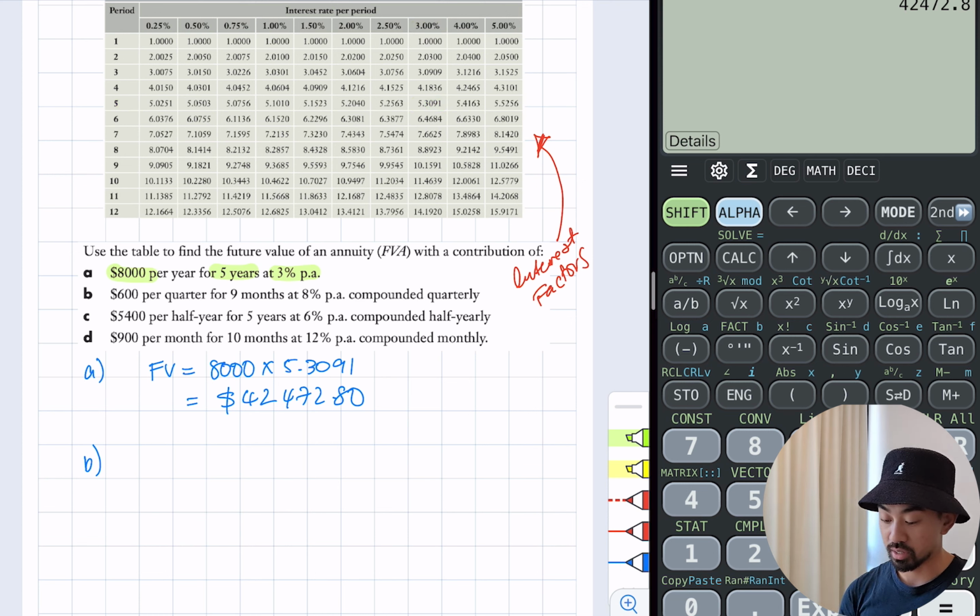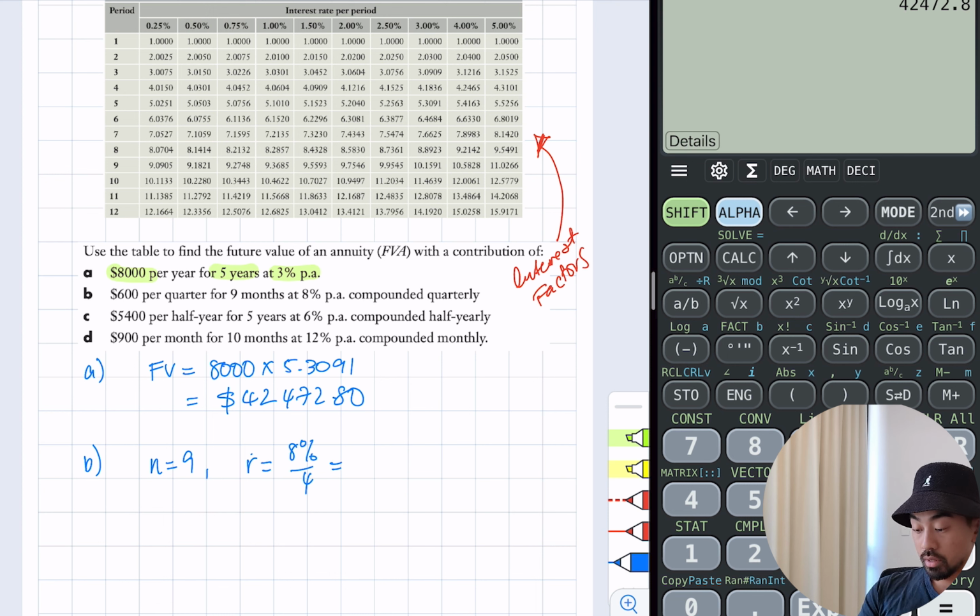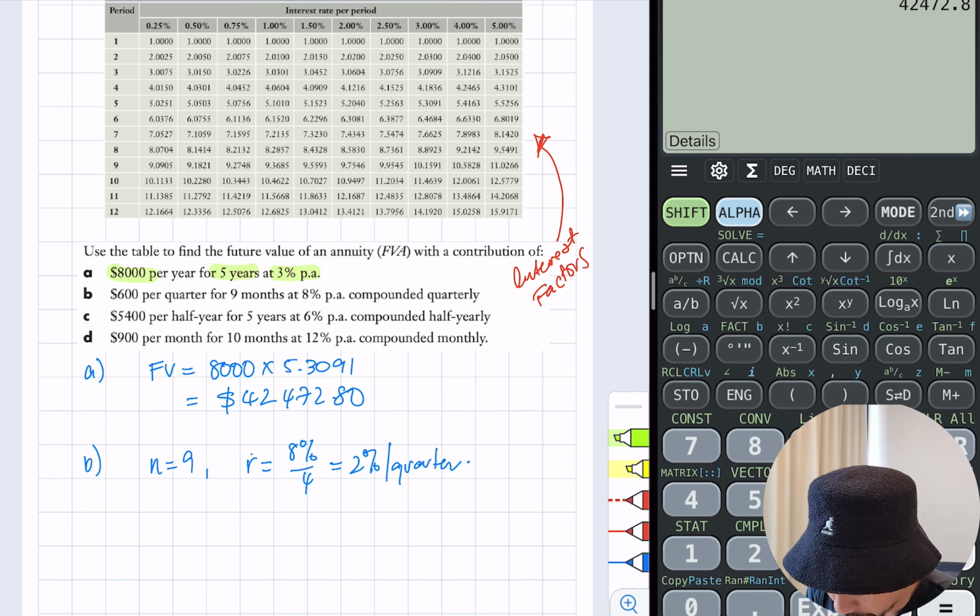Okay, let me get rid of this for a second. So we've got 9 months at 8% per annum compounded quarterly. So similar to compound interest formula, you need to convert your units. So N, we've got 9 months. And we're doing 8% per annum compounded quarterly. So what do we have to do? Our rate, we need to divide by 4. So that's 2% per quarter. Now, all we need to do is find the numbers in the table or the interest factor and then multiply that by $600. So 9 periods is here at 2%.